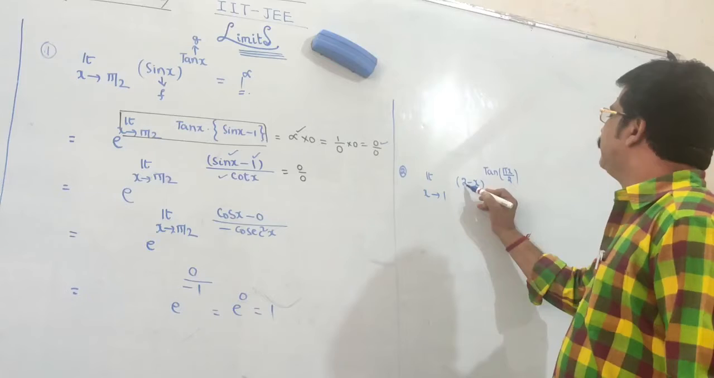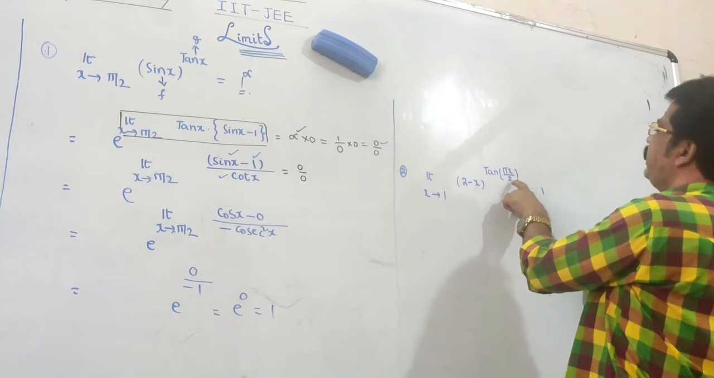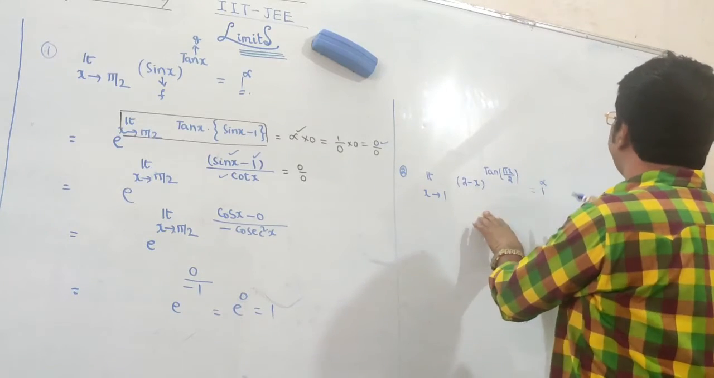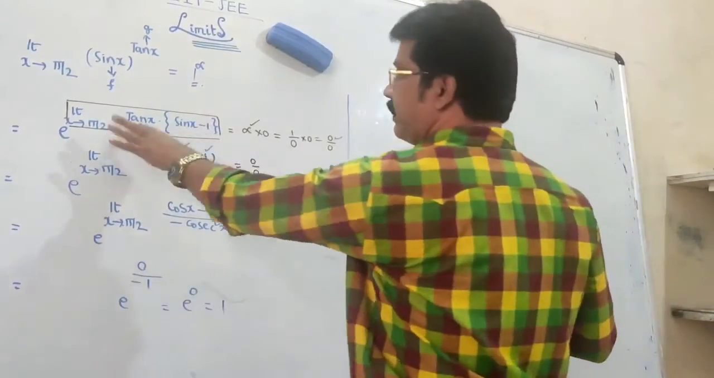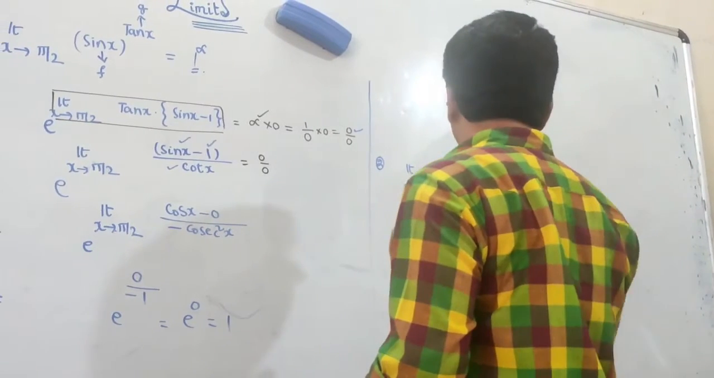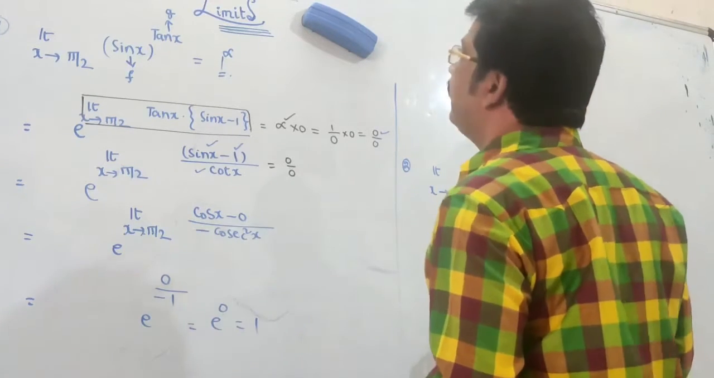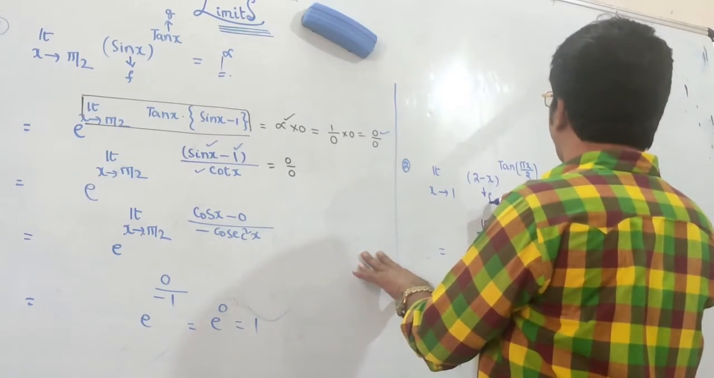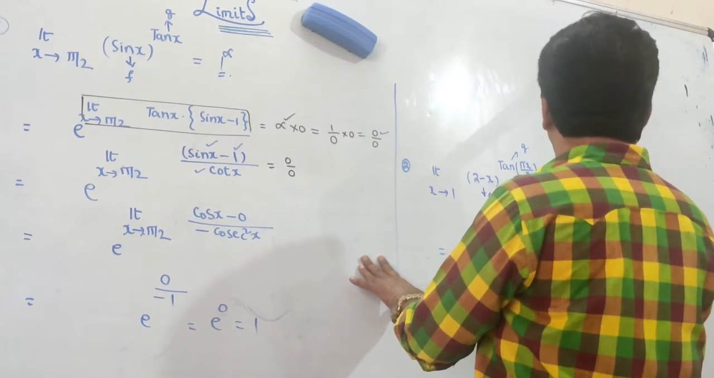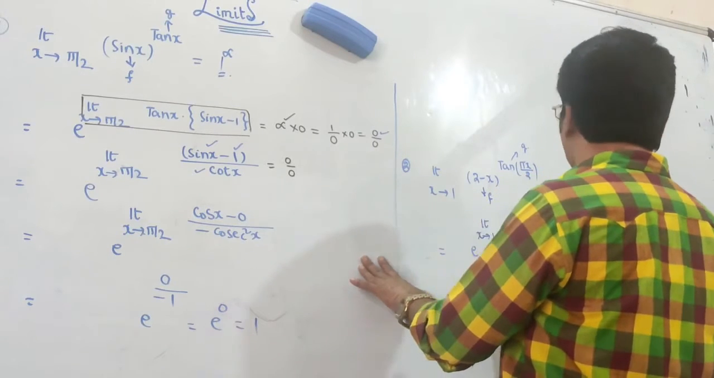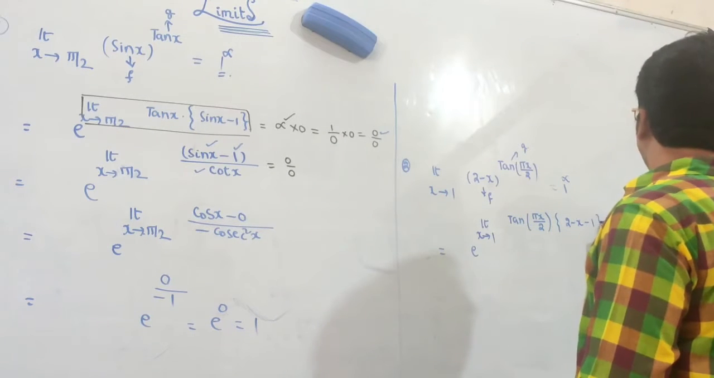Here, put x equal to 1. 2 minus 1 is 1. Next, put x equal to 1: pi by 2 into 1 is pi by 2, and tan pi by 2 is infinity. So, therefore, clearly, it is 1 to the power of infinity. Now, follow the same formula. The answer is e power limit x tends to the given point 1 of g of x into f of x. This is f of x and this will be g of x: tan of pi x by 2 into 2 minus x minus 1.